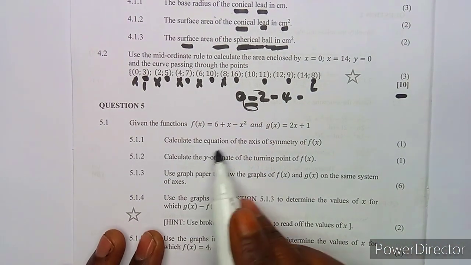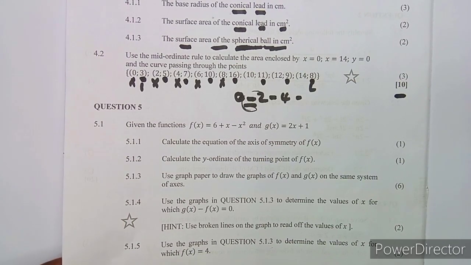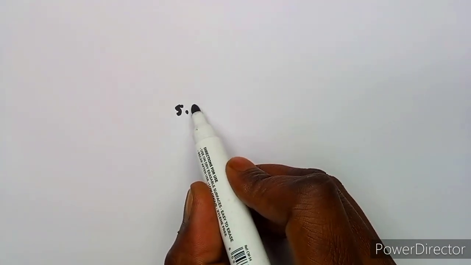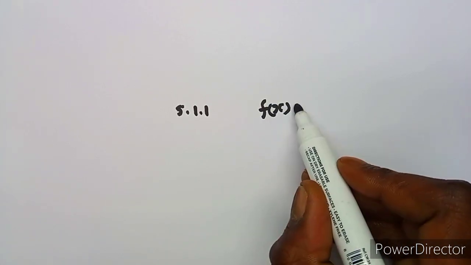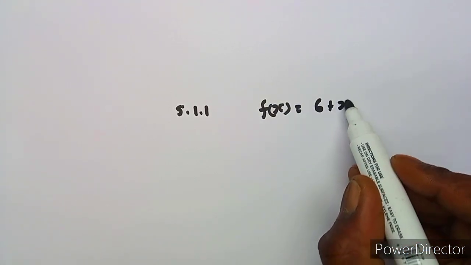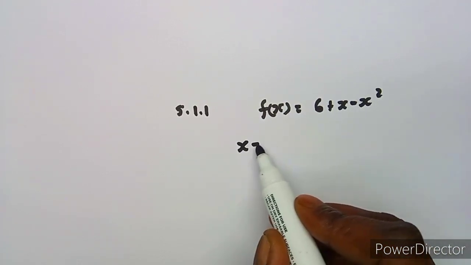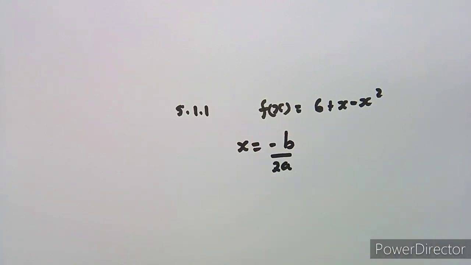Given the functions f of x and g of x, calculate the equation of the axis of symmetry of f of x. Okay, take note, guys, about the axis of symmetry, that for our f of x there, which is equal to 6 plus x minus x squared, it is at x is equal to minus b over 2a. That is the equation of the axis of symmetry.